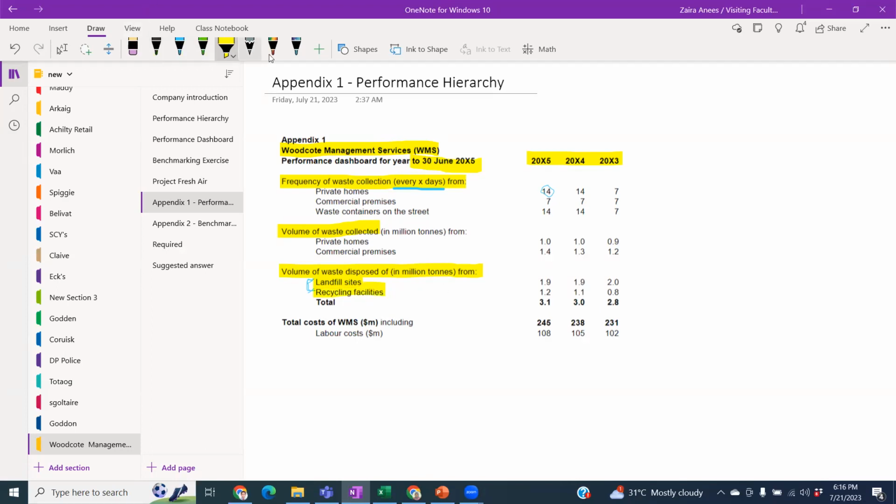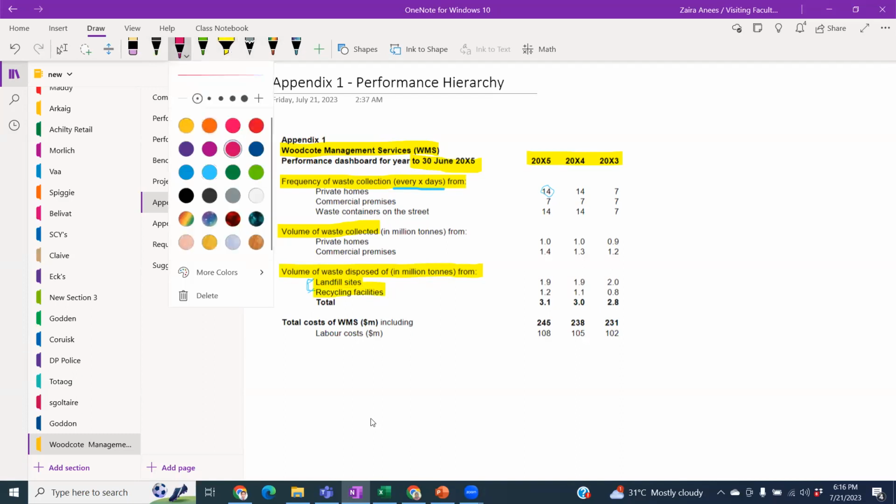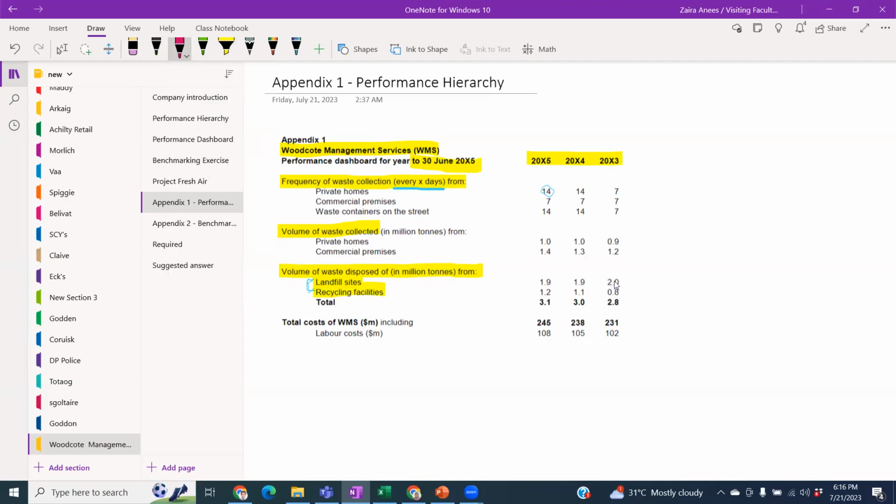Okay, fine. Just a question. No matter if you are right or wrong, it doesn't matter. Do you think this decreasing trend, probably from 2 to 1.9, is good news? Or increasing from 0.8 to 1.2 is good news, is good information, is an improvement? I think for the landfill sites, it's an improvement because the volume of waste that is disposed of is less.